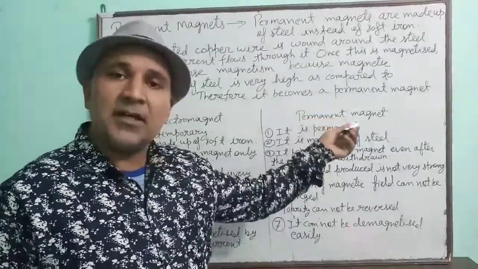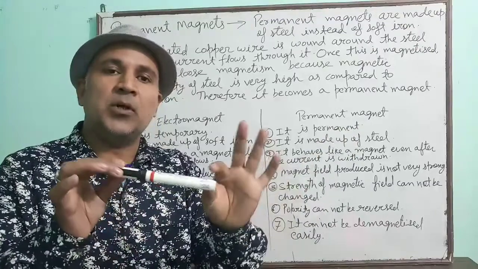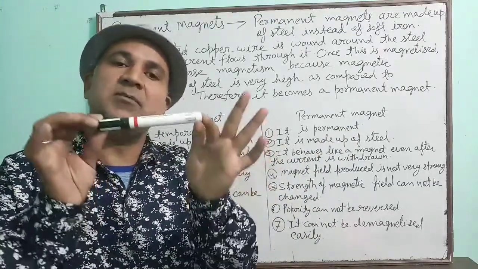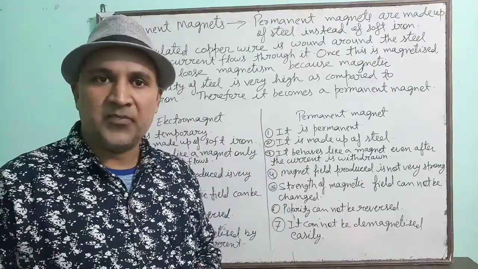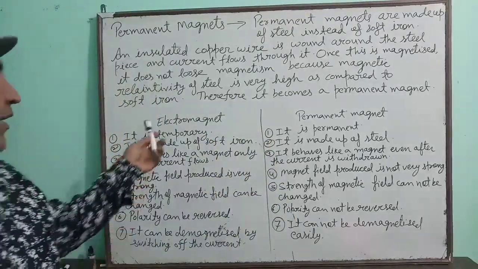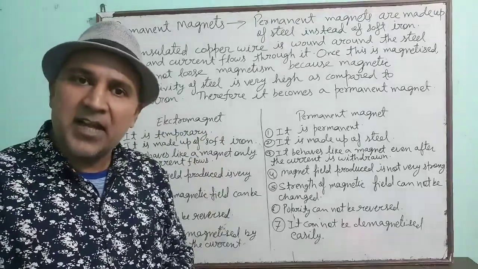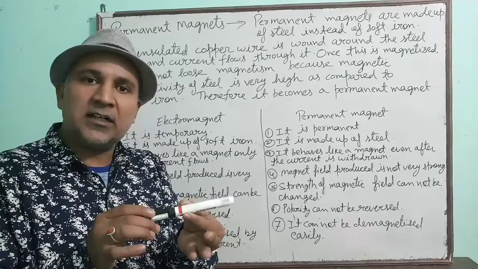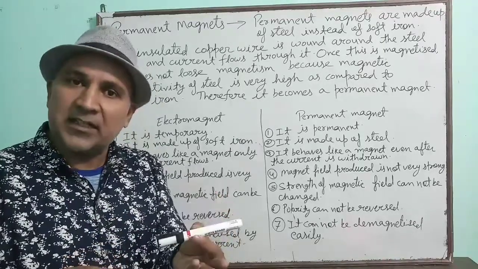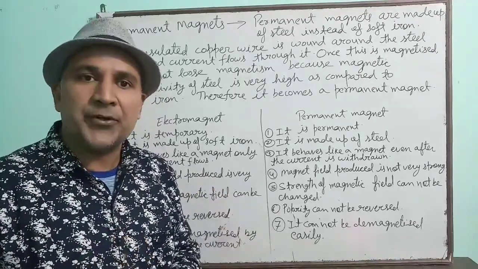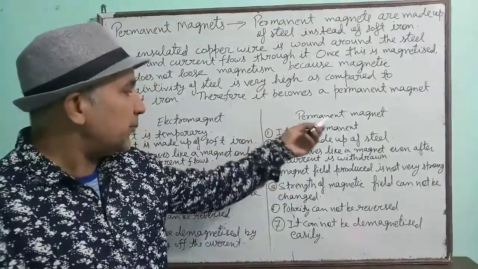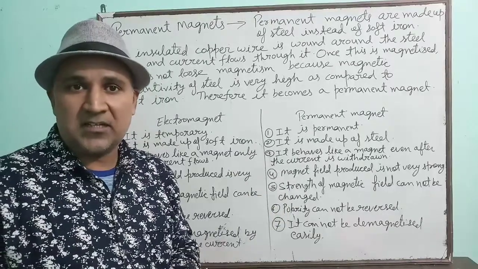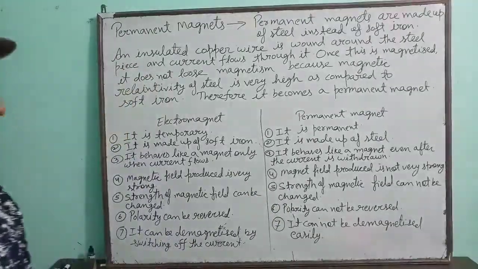But in the permanent magnet, poles are fixed. Once this is north and this is south, then this will always be north and south. Understood? And the last one is electromagnets can be demagnetized by stopping the current. Once you switch off the current, the electromagnet will be demagnetized. It will lose its property. But in the permanent magnet, it is not easy to demagnetize it. Okay? Again, note down these things.